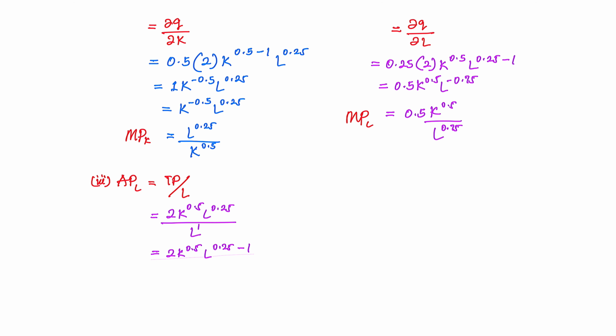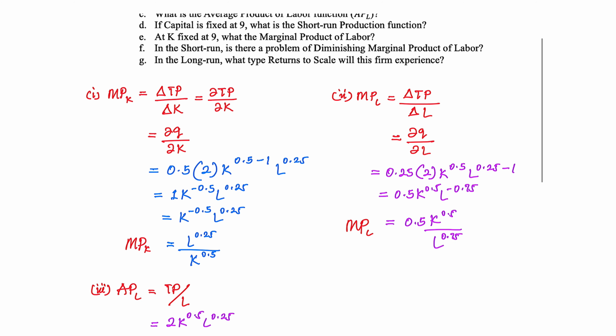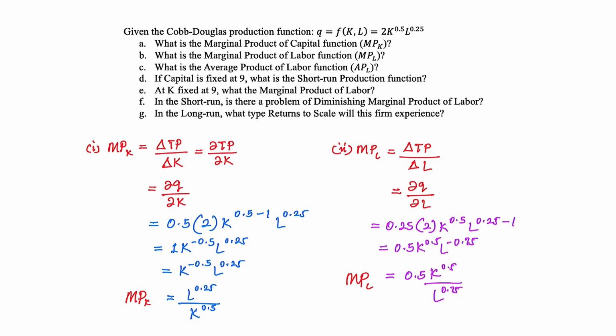So simplifying, we will have APL equal to 2K to the power of 0.5 multiplied by L raised to the power minus 0.75. And this is the average product of labor function. So we've answered question A, question B, question C.